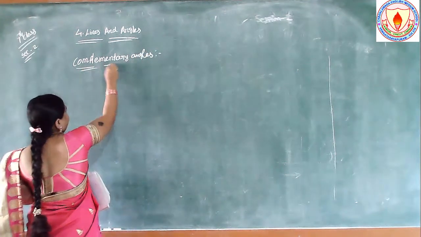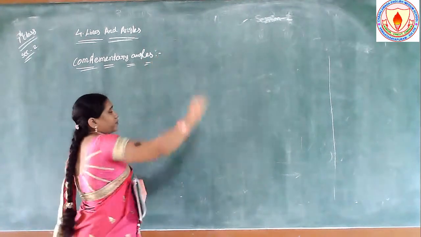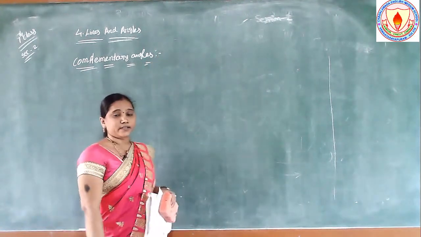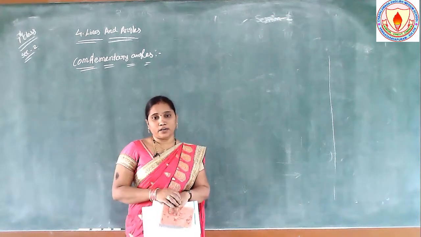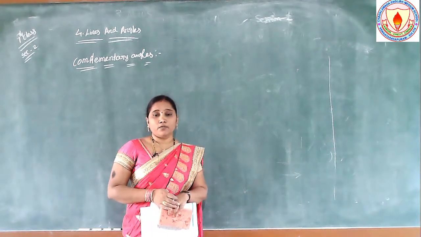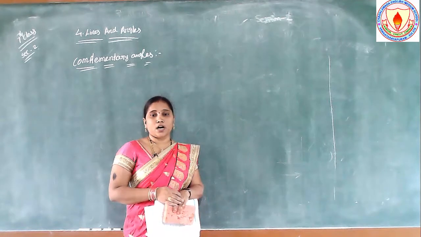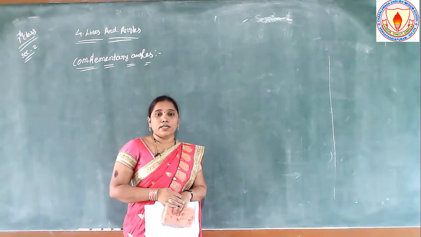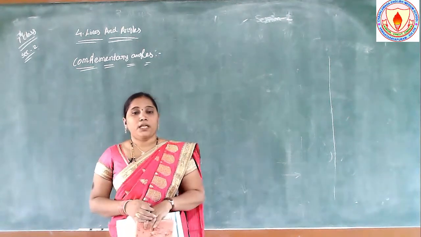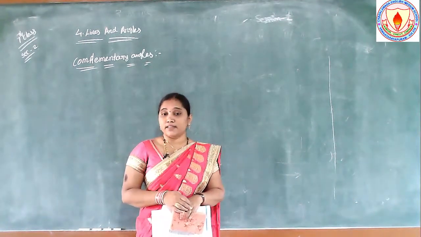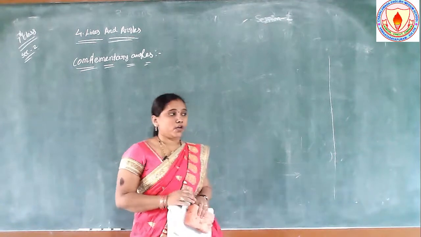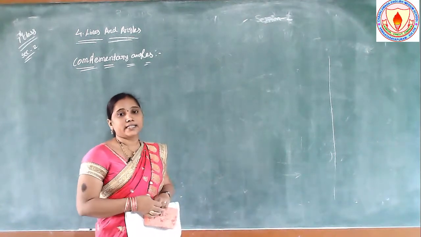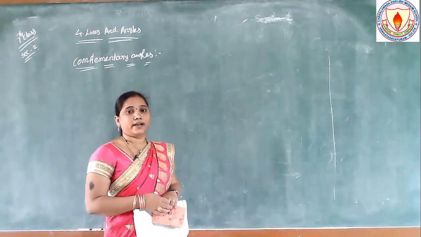So we know what an angle is. An angle is made up of two rays. So, for an angle to form, we need two rays. Here, this type of angles is called complementary angles. What do complementary angles mean? The sum of two angles is 90 degrees. That is called complementary angles. If the sum of two angles is 90 degrees, we call them complementary angles.